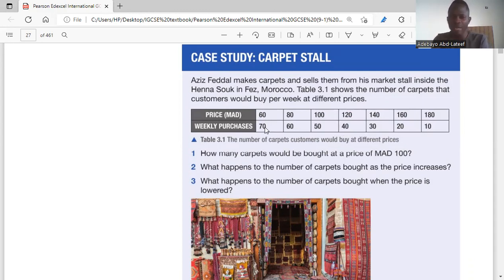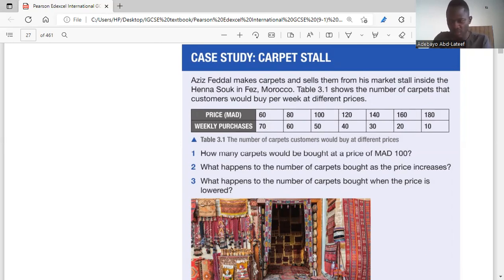So what it's trying to let us know is that when the price is low, the quantity demanded increases. At the lowest price of 60, the quantity demanded was highest at 70. At the highest price of 180, the quantity demanded was 10. That is basically what the schedule is telling us.